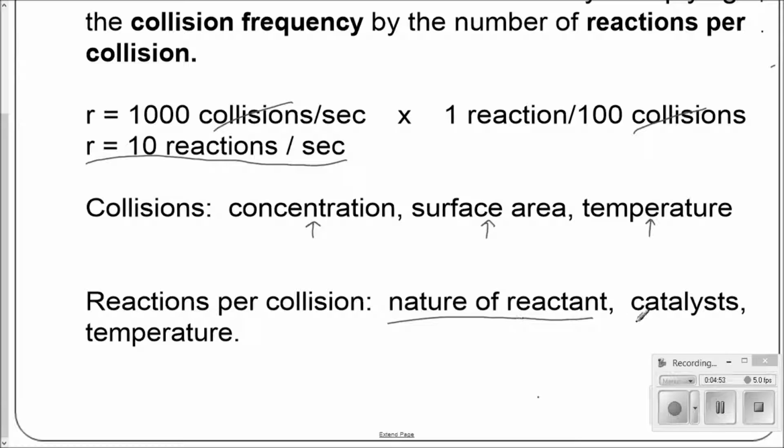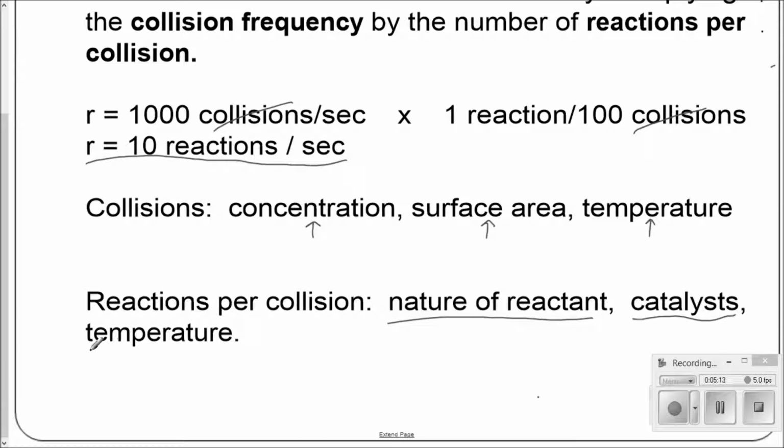Or you can add something called a catalyst, okay? Now I want you to imagine a catalyst as something that just allows two of the reactants to fit in the right orientation, to hit in the right direction. Okay? They don't actually get used up themselves, but they just allow the collisions to be more effective.